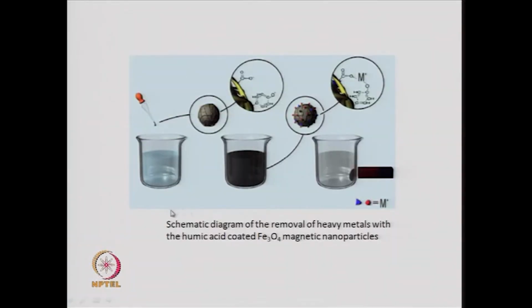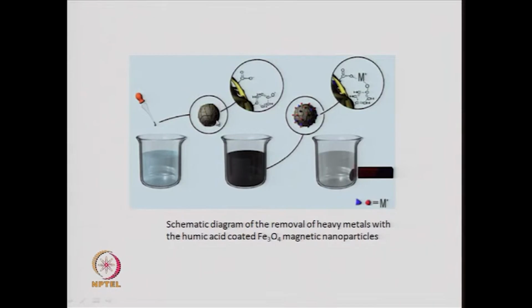So, that way you can remove some heavy metals in water using magnetic nanoparticles, and this process is called magnetic separation. So, this is another application of magnetic nanoparticles. So, this is the scheme. So, you can see that you have this solution which has got heavy metal ions, and you want to remove heavy metal ions from that.